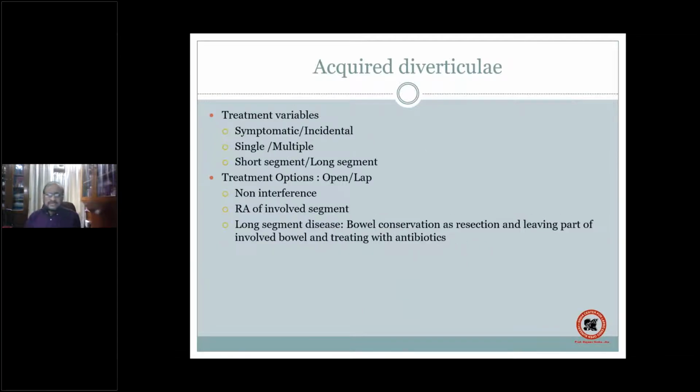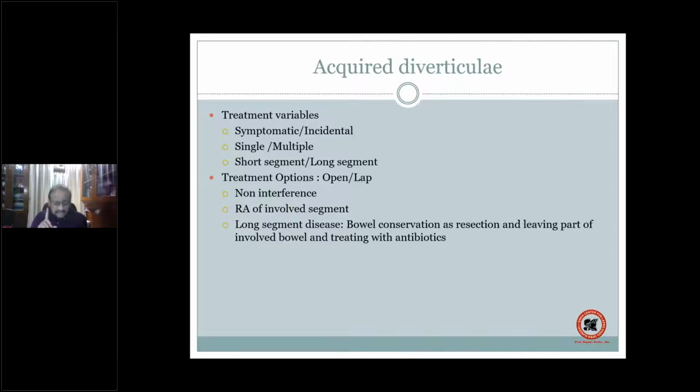The treatment variables are there. Number one, if it is symptomatic or it is incidental. That is question number one to be addressed. Again, you are doing a laparotomy, you bring the jejunum out, and by chance you find that this patient has got a solitary jejunal diverticulum or multiple jejunal diverticula, right? So that is the first thing. Number two, whether it is single or multiple. Number three, whether this diverticulum is occupying a short segment of jejunum or it is across a long segment of jejunum. So all these questions have to be addressed before you can arrive at a final decision as to what is to be done.